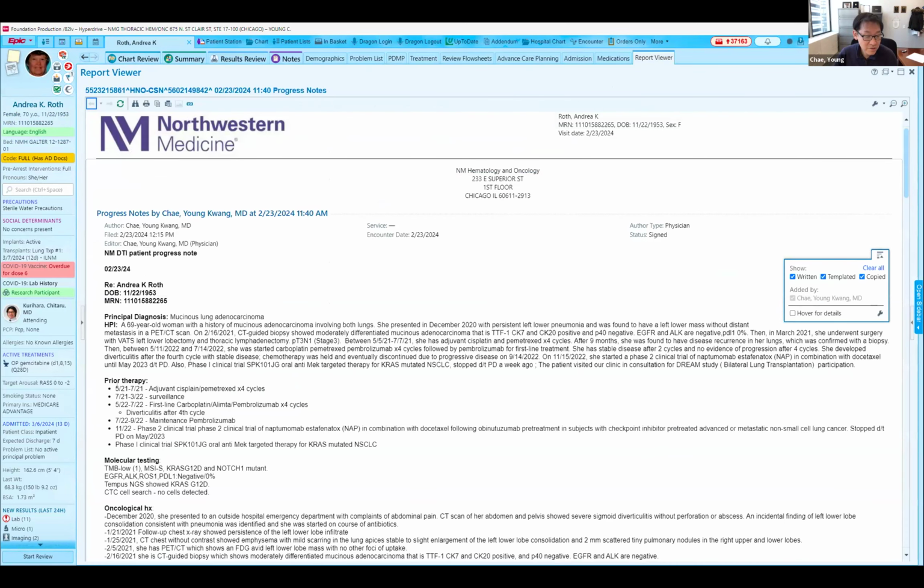So she had the first surgery, 2021, adjuvant cisplatin-pemetrexed. And then she got stage 4 disease in like a year. Carbo Alimta Pembro. Got diverticulitis. Got pemetrexed. Clinical trial. Another clinical trial.